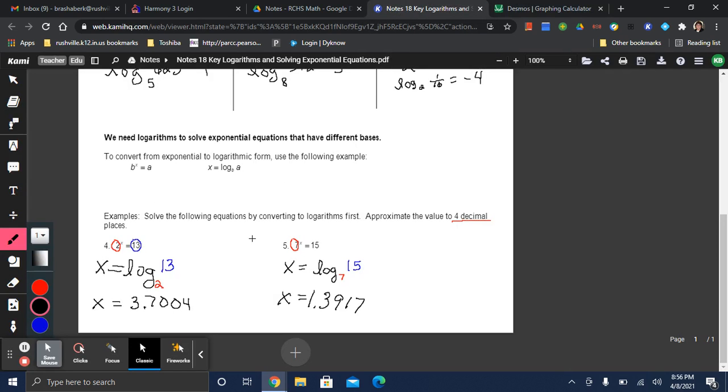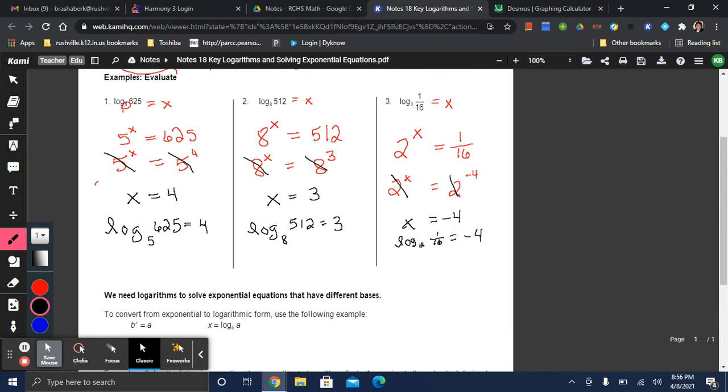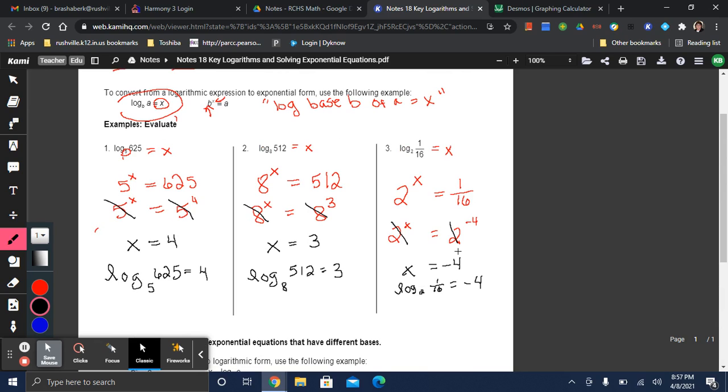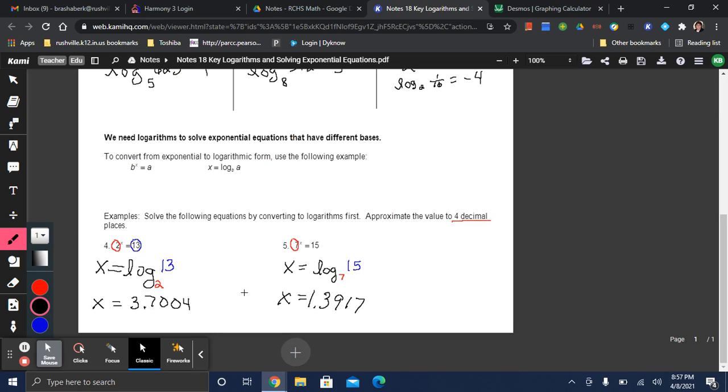So again, you're going to use a logarithm to solve for an exponent that is not able to be written using the same basis. So these problems were to get you used to what a logarithm is, and these problems are what logarithms are used for.